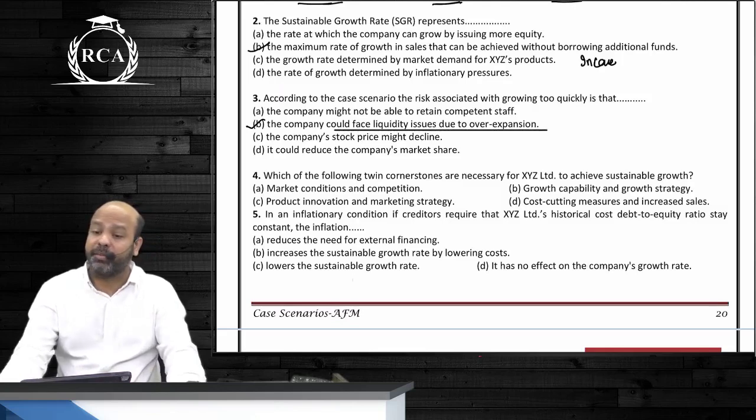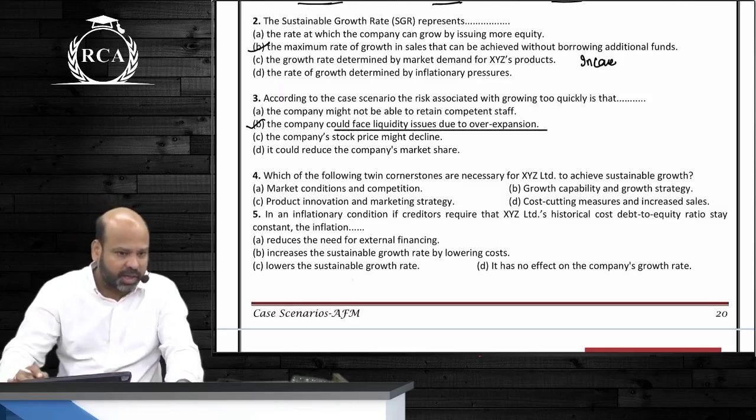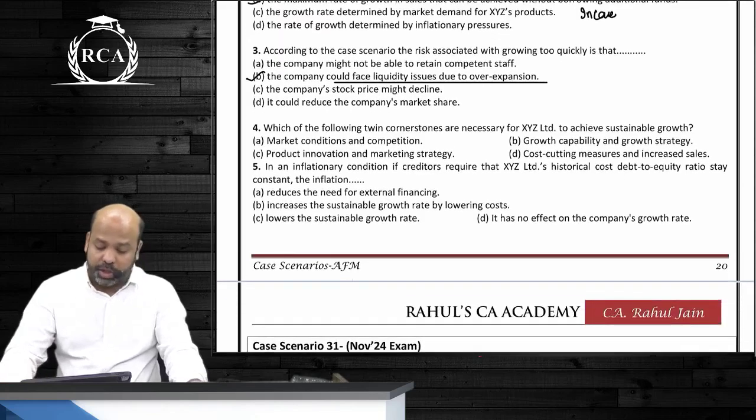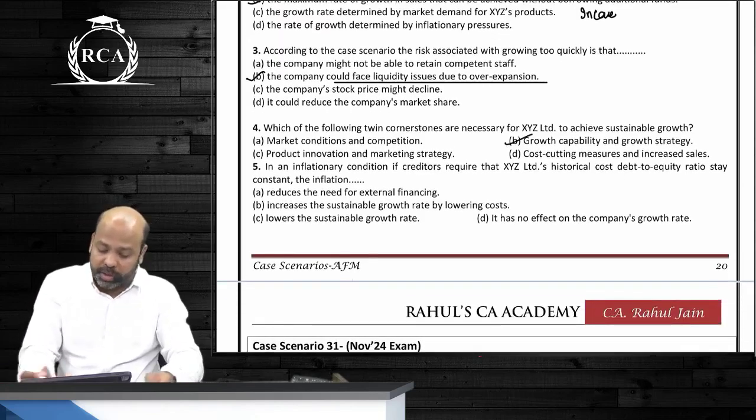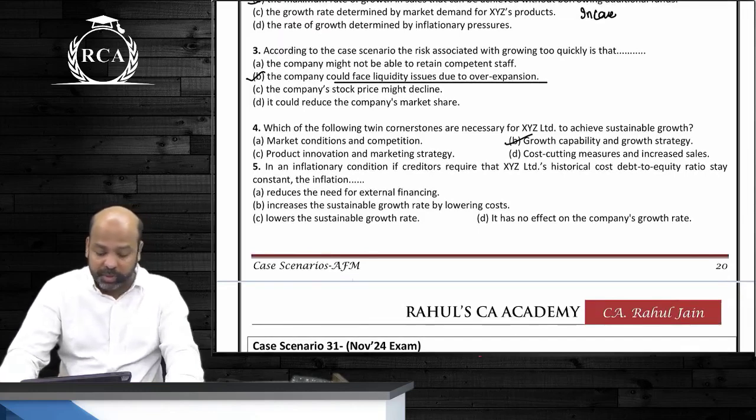You not being able to pay the amounts as such guys is liquidity issues. समझ में आ रहा है, नहीं आ रहा है? Which of the following twin cornerstones? It is growth capability and growth strategy. What are required for sustainable growth rate is the capability guys and the strategy.